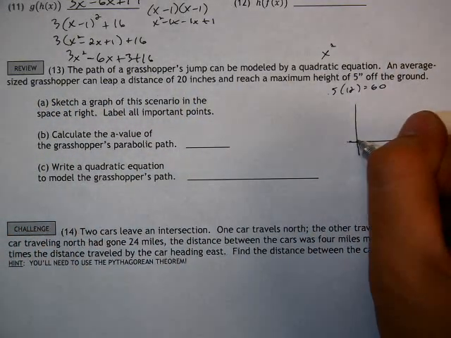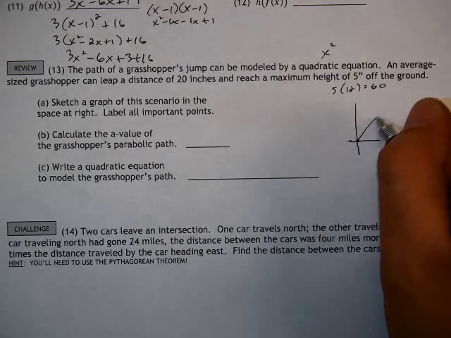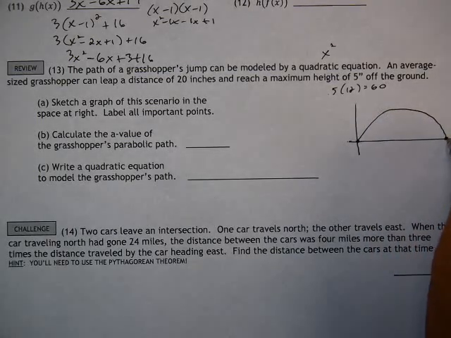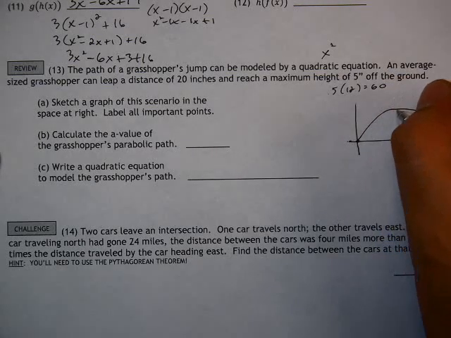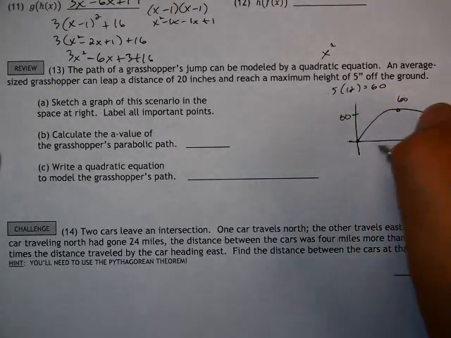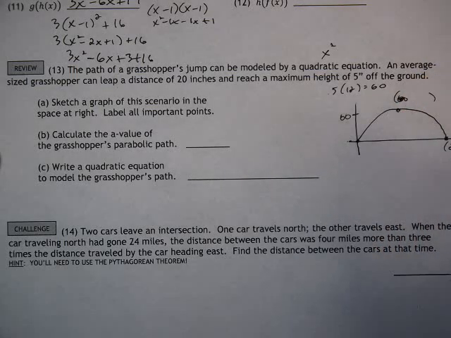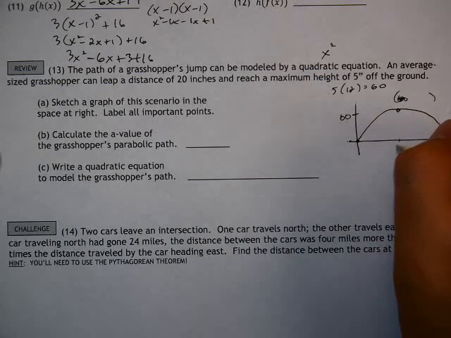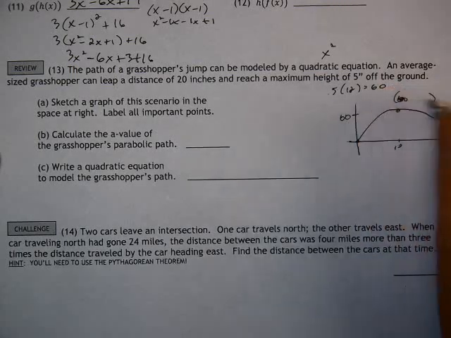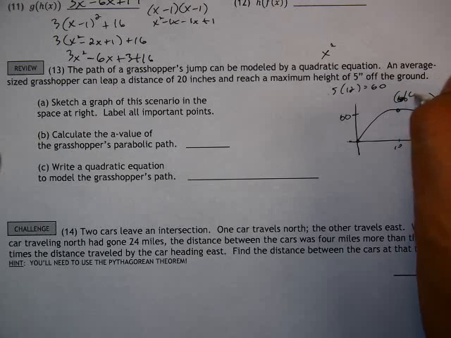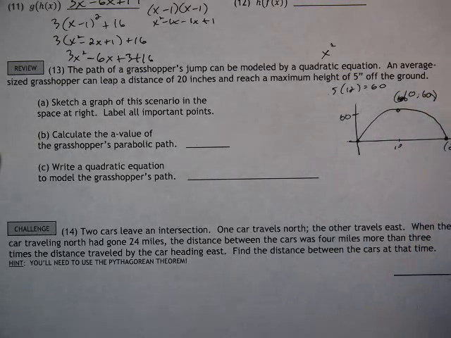That means starting here at 0, the grasshopper will leap and land there, which is 20 inches, and 0. And the maximum height is, here the highest point would be 60 inches. So this point, which would be the vertex, oh, that's going to be the y value, whoops. This point, which would be the vertex, would be half of this distance, which is 10, up 60. So the vertex is going to be at 10 and 60.